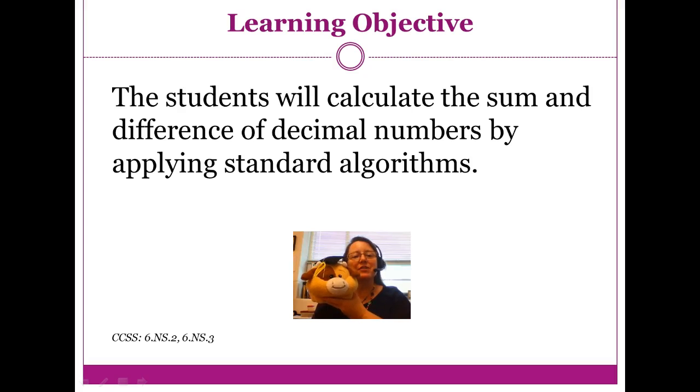Today's learning objective is students will calculate the sum and difference of decimal numbers by applying standard algorithms. Einswine felt that some of you might not know what an algorithm is. An algorithm is just a process or a procedure. So this means we're going to be using standard addition and subtraction. Are you ready to go to the vocabulary and try some examples, Einswine? Okay then, let's proceed.